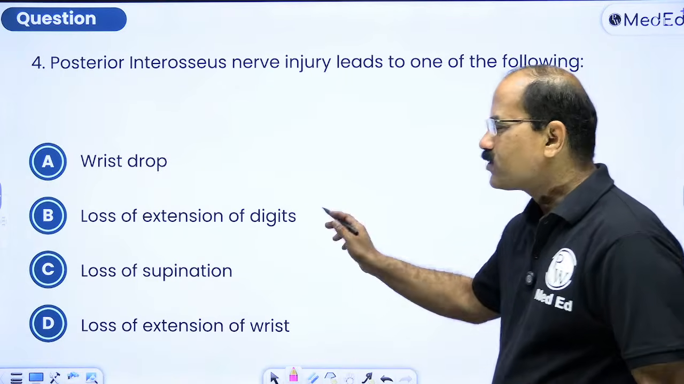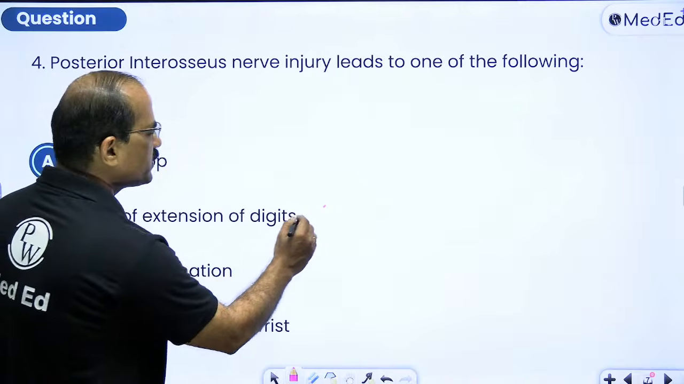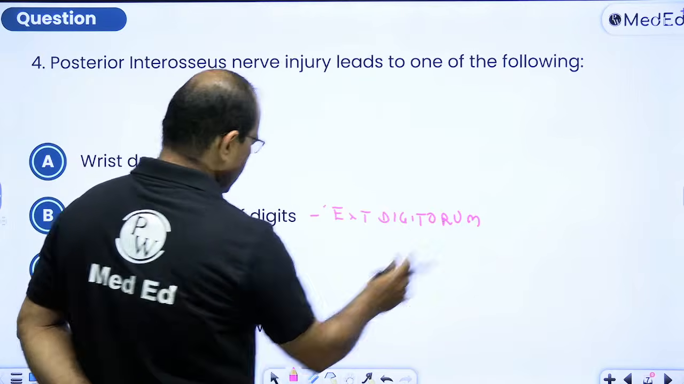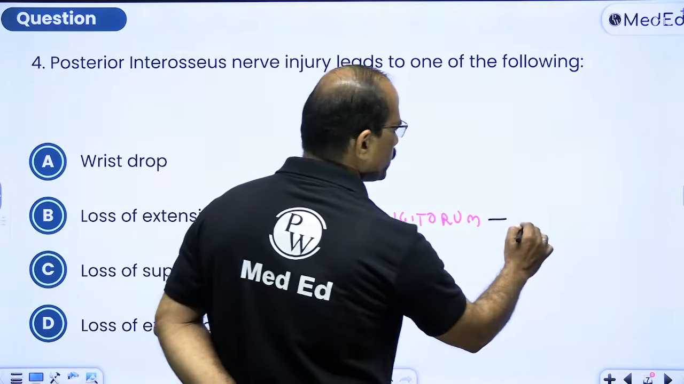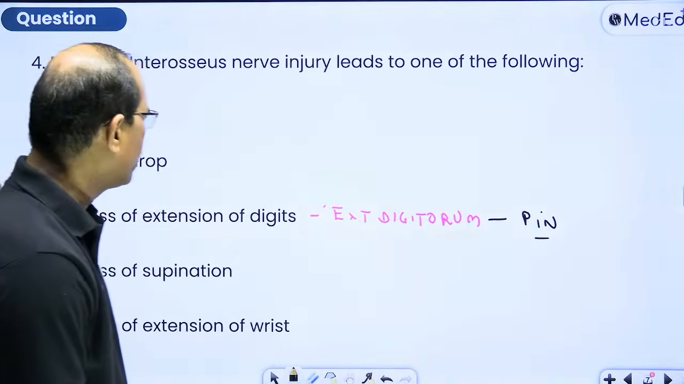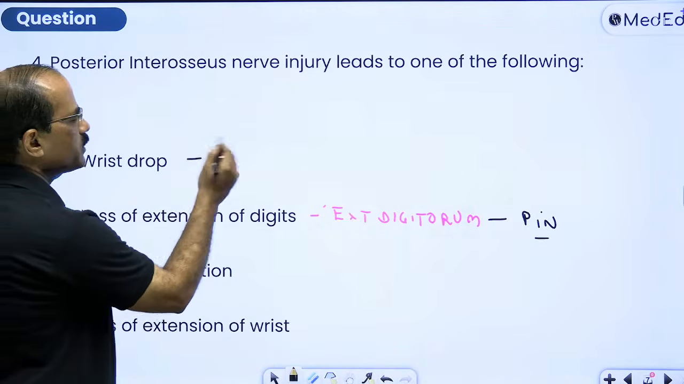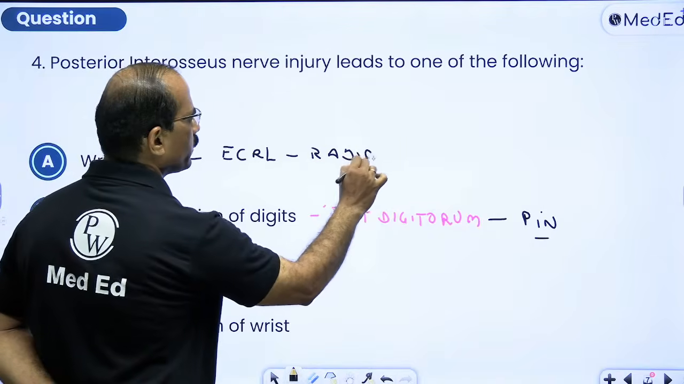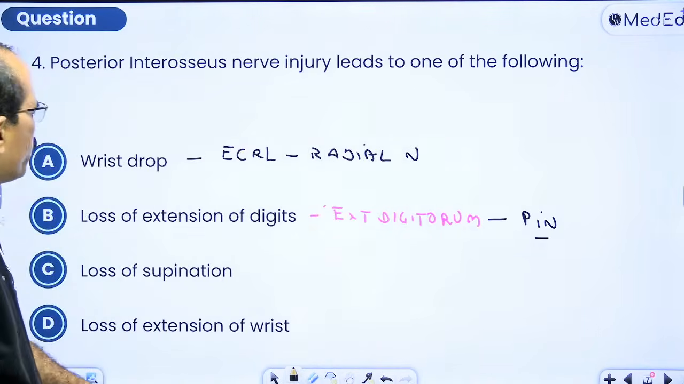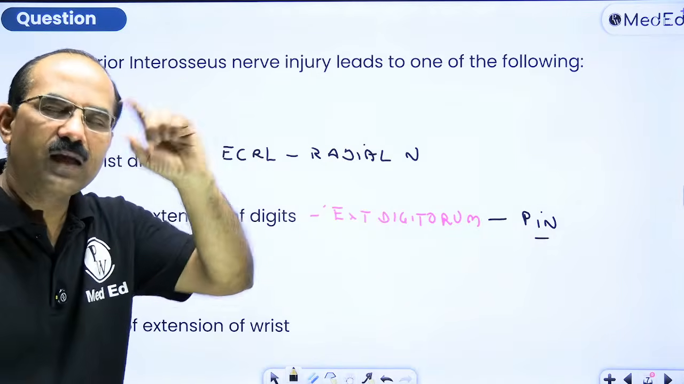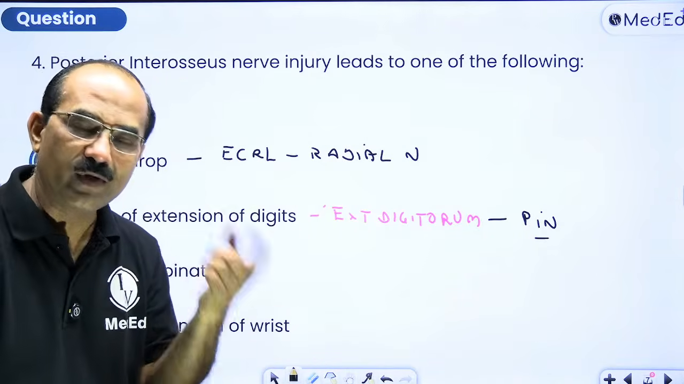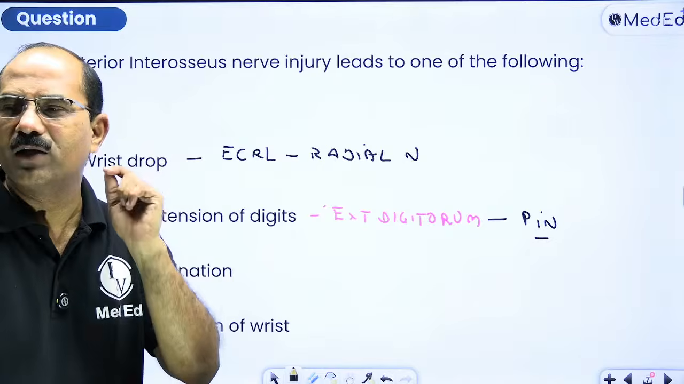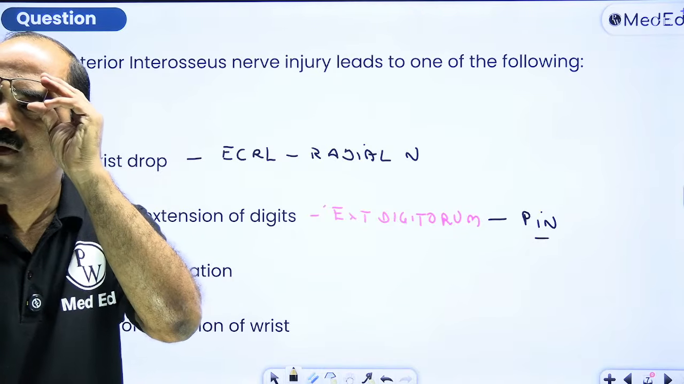हाँ, loss of extension of digits. बराबर है? Extension of digits is done by extensor digitorum, and this extensor digitorum is supplied by posterior interosseous nerve. Wrist drop, the muscle which does extension at the wrist is extensor carpi radialis longus, and this is supplied by the radial nerve. So extension at the wrist joint is done by ECRL, and ECRL को कौन supply करता है? Radial nerve. Extension of digits is done by extensor digitorum, supplied by the posterior interosseous nerve. Yes, Ramashish, very good.